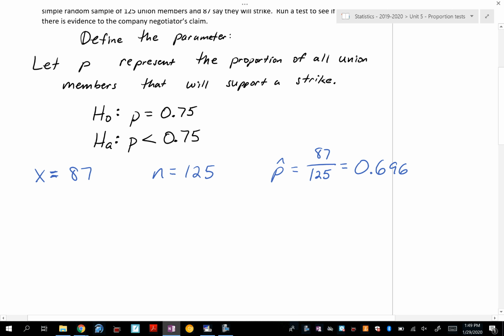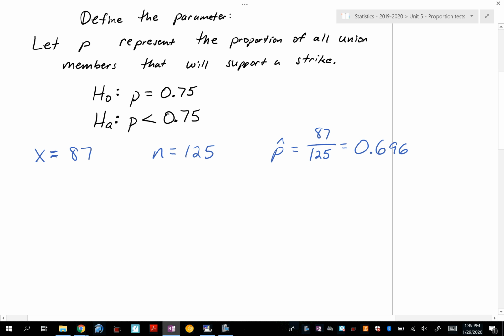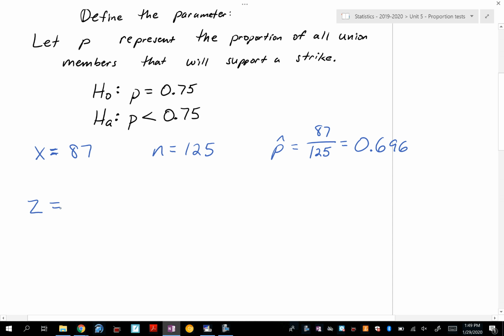Still with me? Okay. So the formula I need is Z equals P hat minus P over the standard deviation of P. And the standard deviation of P is the square root of P times Q over N. See, you already have it memorized.